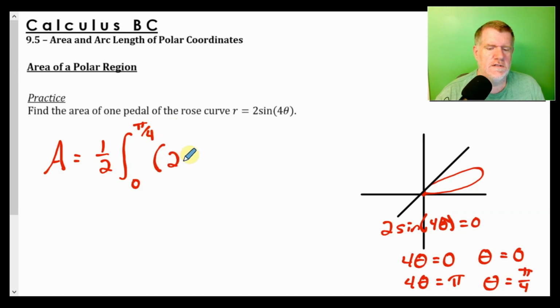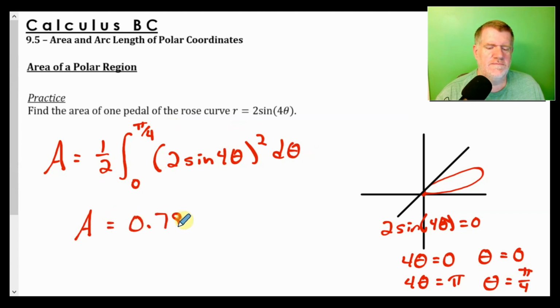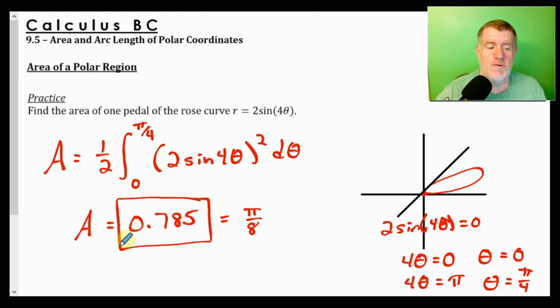All right. I am sure that you can take this and do this by hand. I have no doubt that you will. I don't want to. We have to use a double angle formula. We have to do all kinds of stuff. I just do it in a calculator. This is the answer I got, which I know equals pi over 8. Now, I didn't get pi over 8 by doing anything magical. I did it because I recognized pi over 8 was 0.785. So that's the area of a rose petal of that curve.